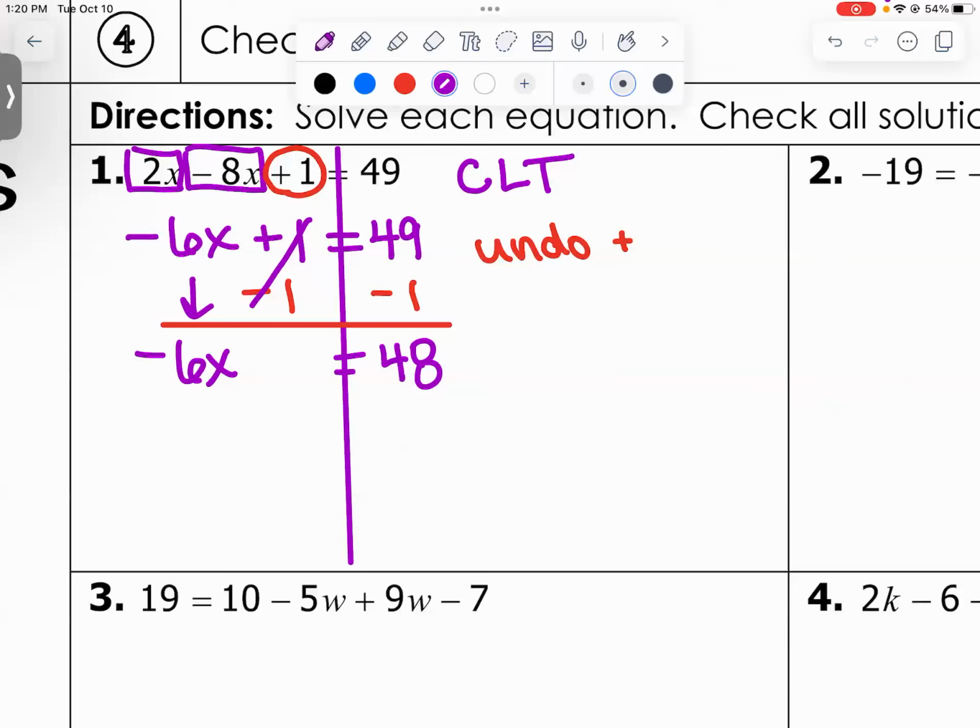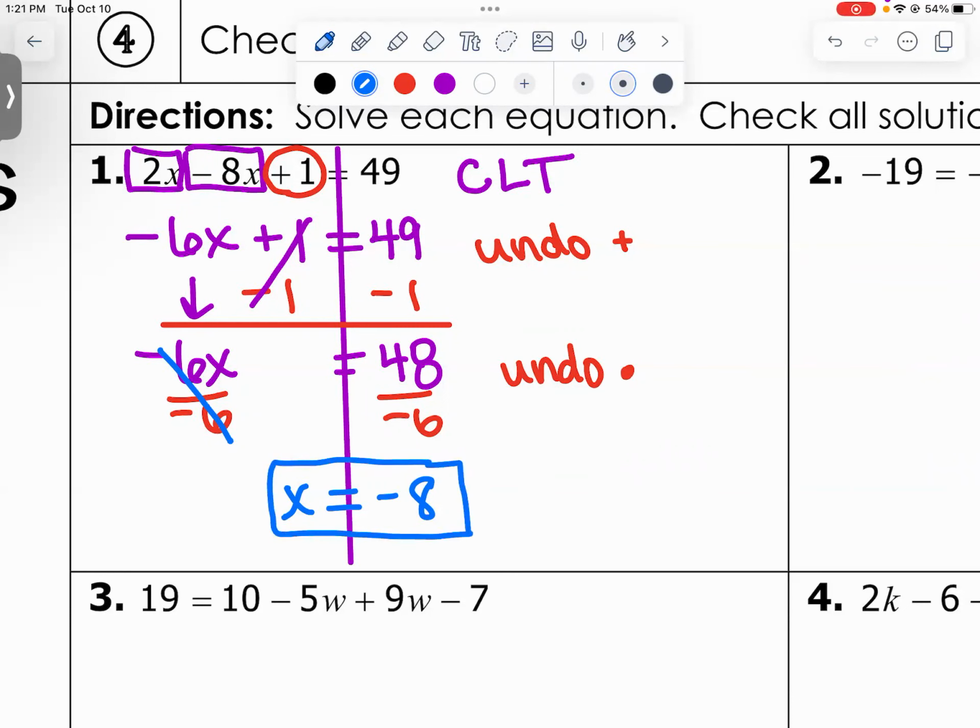Now, how is negative 6 tied to x? Since it's being multiplied, we need to undo it by using division. And notice how group number 7 divided both sides by negative 6. That was perfect because now the negative 6 cancels and we have x equals, what's 48 divided by negative 6? Everybody. Negative 8.